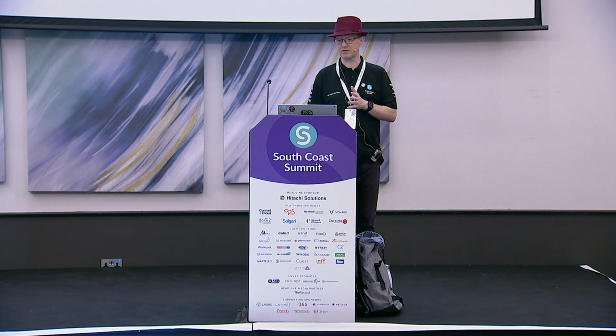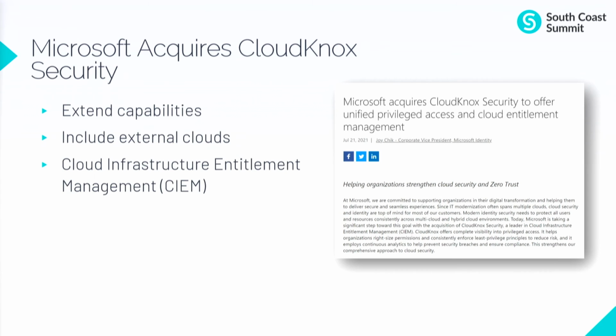Now, the future of this. Microsoft recently, I say recently, it's getting older and older, I can't use recently for much longer, I don't think. Back in July, they acquired CloudKnox Security. CloudKnox are basically trying to build a cloud infrastructure entitlement management so that it doesn't just sit in the Office 365, Microsoft 365 space. So we think about the SharePoint sites, the Teams, the applications. This could be building out even further into other clouds as well.